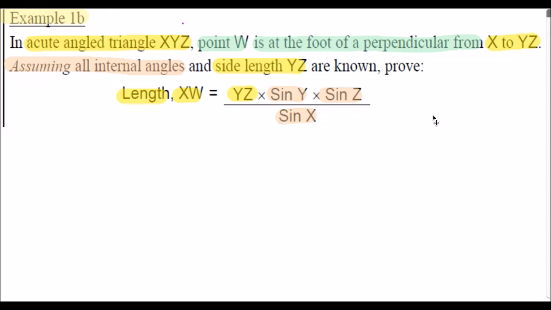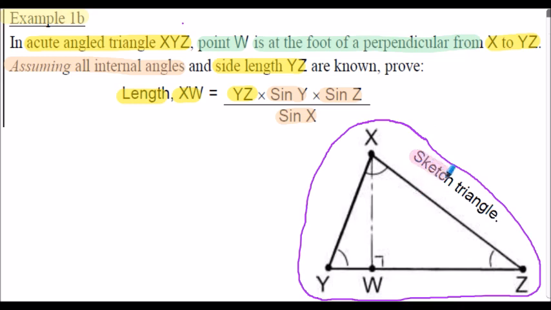If you think you can now attempt example 1b, I'd encourage you to stop the presentation and do so. But as a hint, on the next slide I will show you the sketch diagram. So here's the sketch of the triangle, acute angle triangle with angles X, Y, Z, and here's the perpendicular from X to line YZ. So now I'd encourage you to attempt example 1b, but I will show you the full work solution on the following slides.